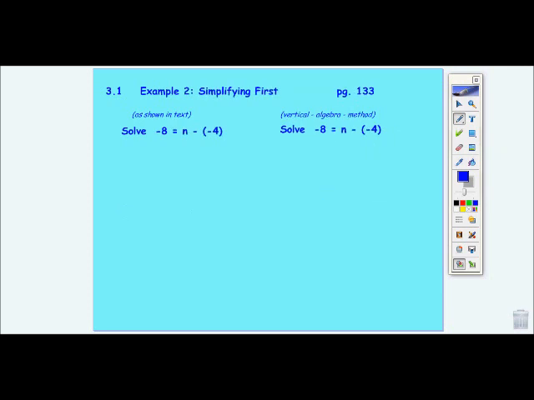All right, now this next example we need to go ahead and simplify first. I'm going to only do the vertical. So we have negative 8 equals n minus the negative 4. I do not want two operational signs. And this is why I was trying to break that habit a little earlier. So a negative negative 4 gives me a positive 4.